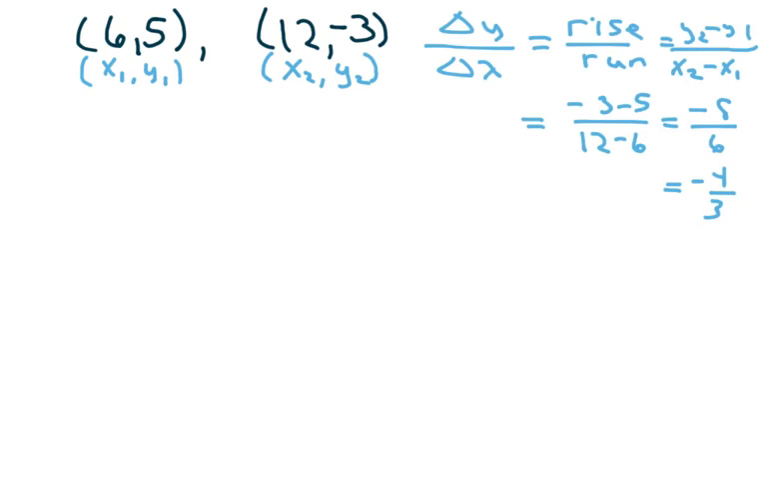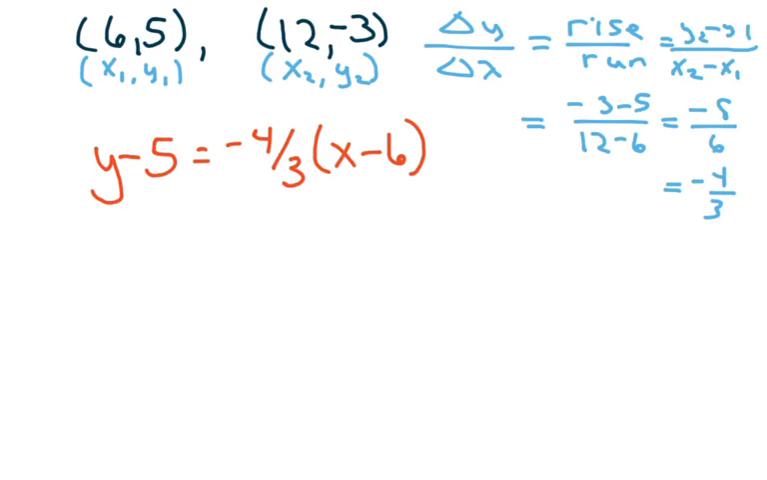So I pick any point I want. Doesn't matter, and I suggest you try both, and you'll find it doesn't matter. I'm going to go ahead and pick the 6 and 5 just because it's smaller, but it doesn't really matter. So I'm going to do y minus 5 equals negative 4/3 times x minus 6. Now, I'm done. That's my point slope formula. On a test, I would be very happy I got that.